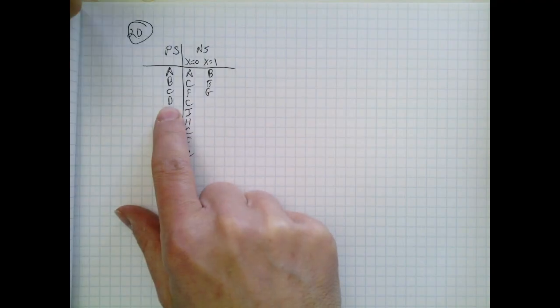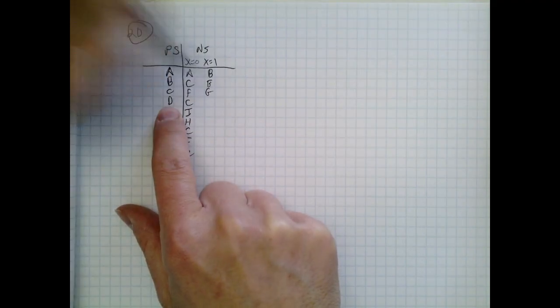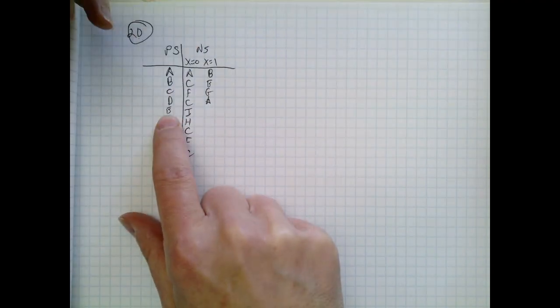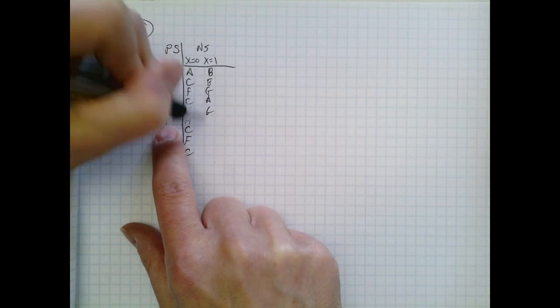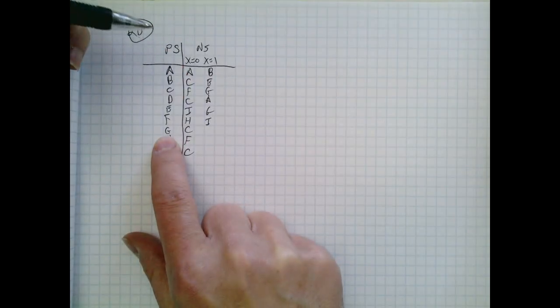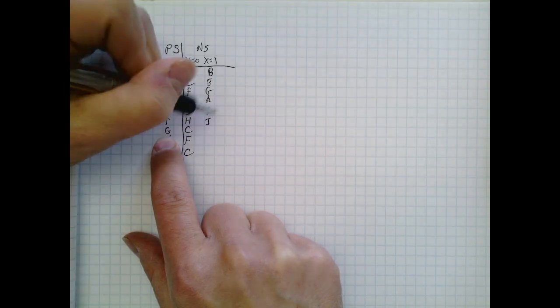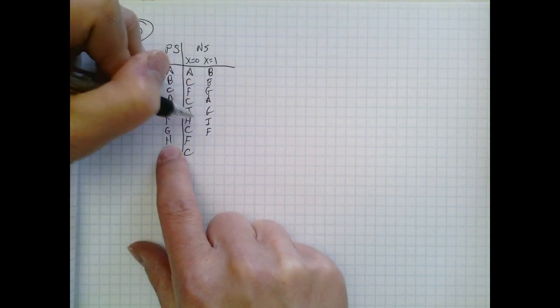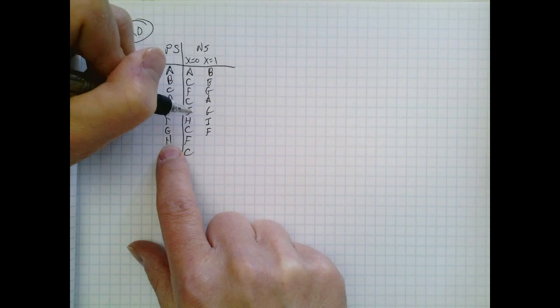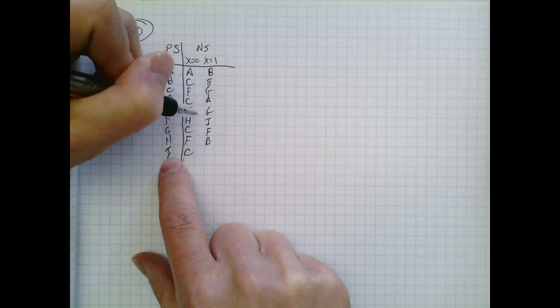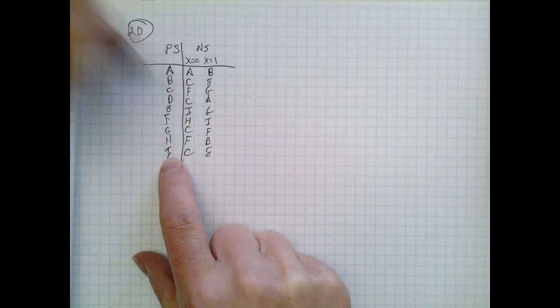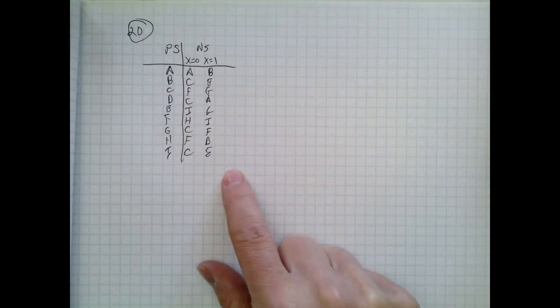If you're in state D and you get a 1, where do you go? A. If you're in state E and you get a 1, you go to G. If you're in state F and you get a 1, you go to I. If you're in state G and you get a 1, looking for state G, oh, you go to F. If you're in state H and you get a 1, you go to B. And if you're in I and you get a 1, where do you go? E. I think I got that right. Keep me honest and check me, please.